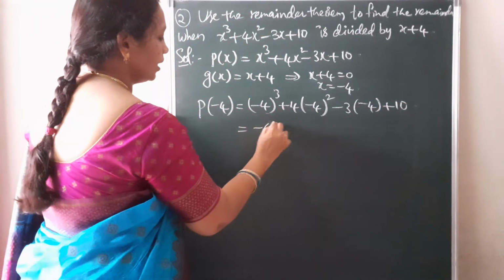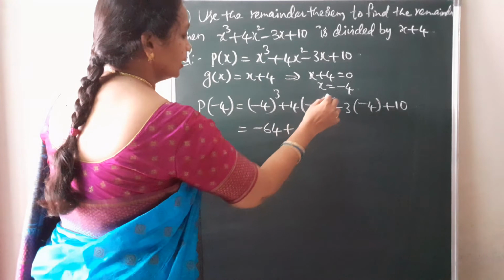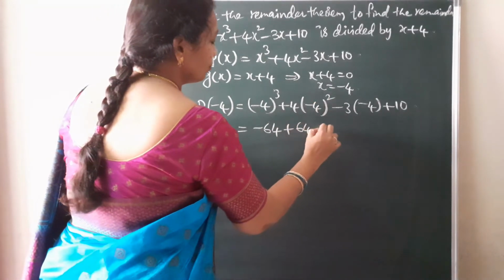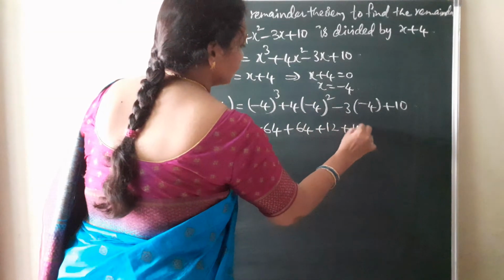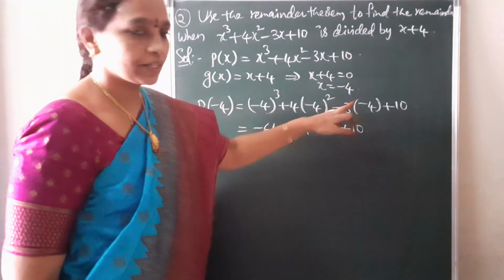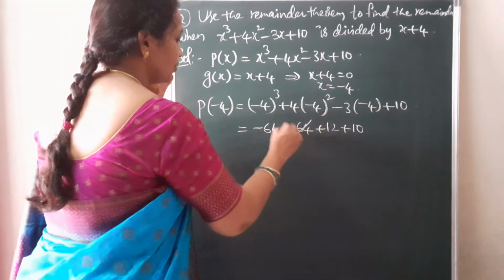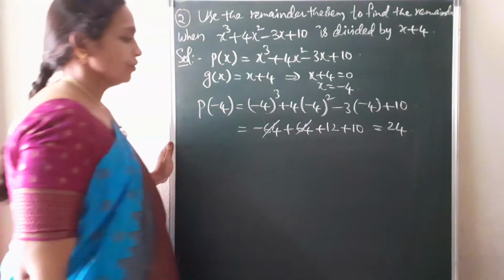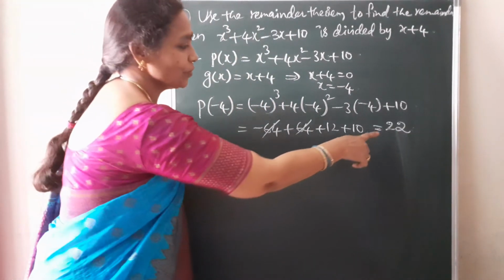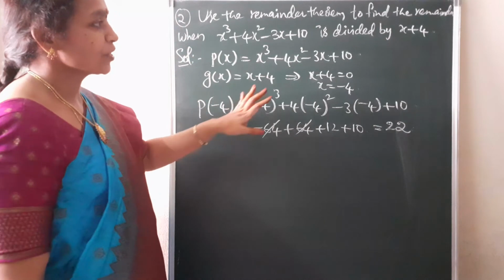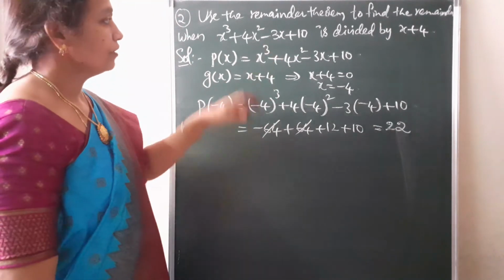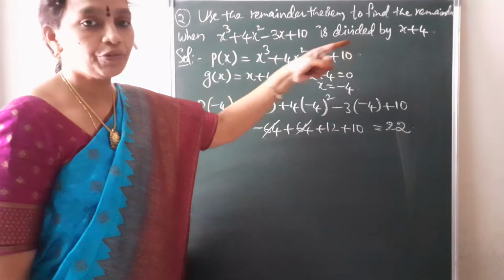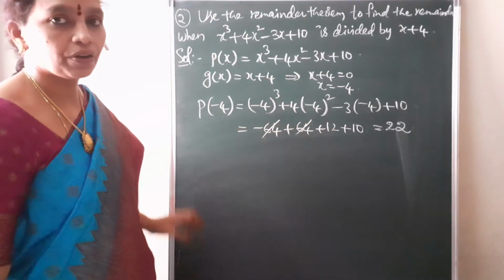is nothing but minus 64 plus 64 plus 12 plus 10. Minus of minus is plus 12, and plus 10. These two get cancelled and 22 is the remainder. By actual division also we will check whether, if you divide this polynomial with x plus 4, you will get 22 as the remainder or not.